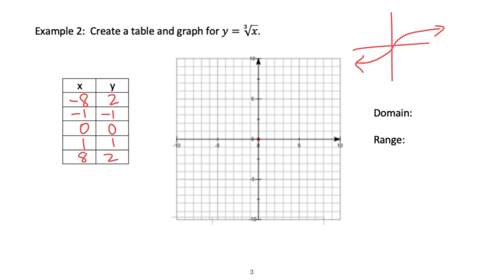So take that, plot that on your graph. Plot those points for me. 0, 0, and -8, 2. Oh, nope, that's all right.